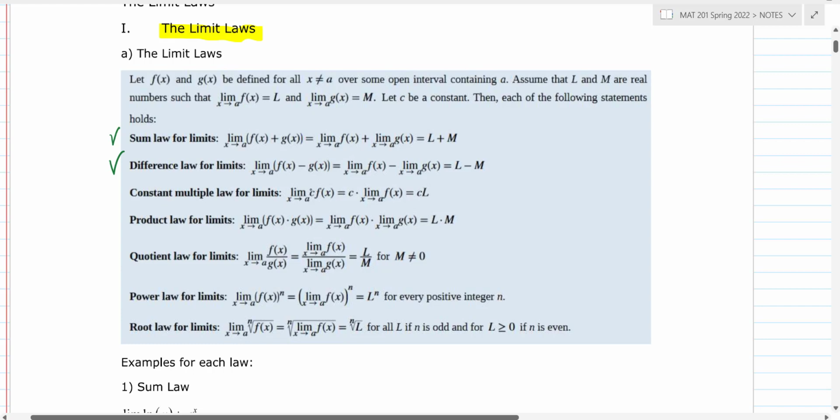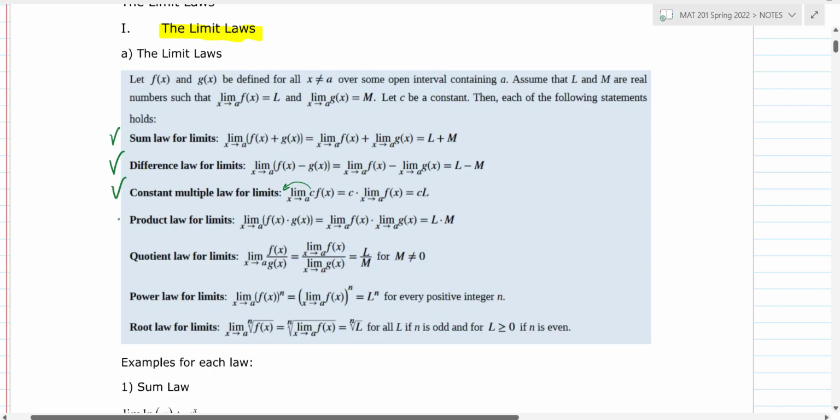And the next one is the constant multiple law for limits. This says basically if you have a constant multiplied by a function, C represents just some number. It can be any number except 0. And basically what happens is you just pull it out. You can take that constant that's multiplied, bring it outside the limit, and then multiply that by the limit of f of x. Right? That's how you get that.